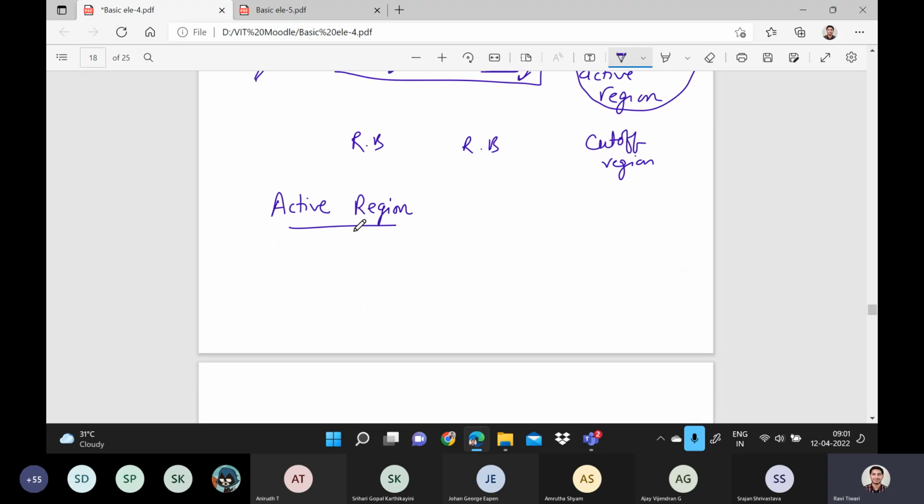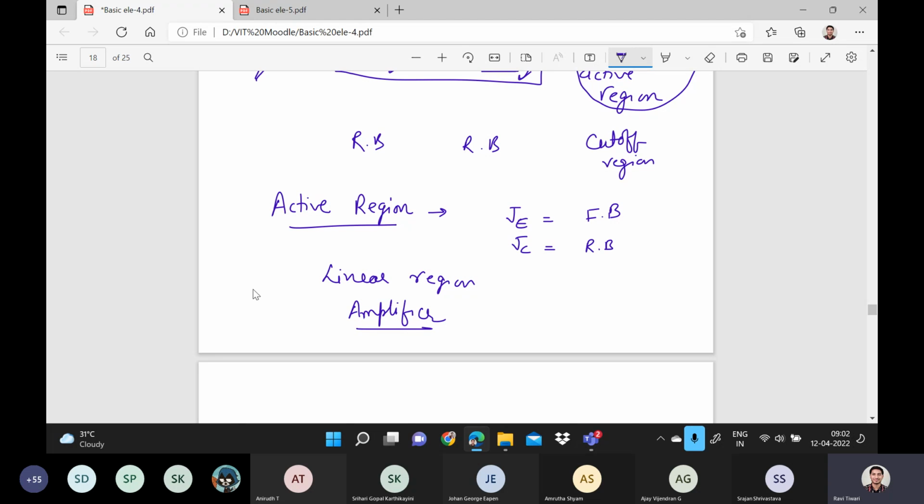If the BJT is working in the active region, that means the emitter junction is forward biased and the collector junction is reverse biased. In this region, the transistor has many applications. That is the first thing. This is also called the linear region. Why? Because the transistor in this region can work as an amplifier.